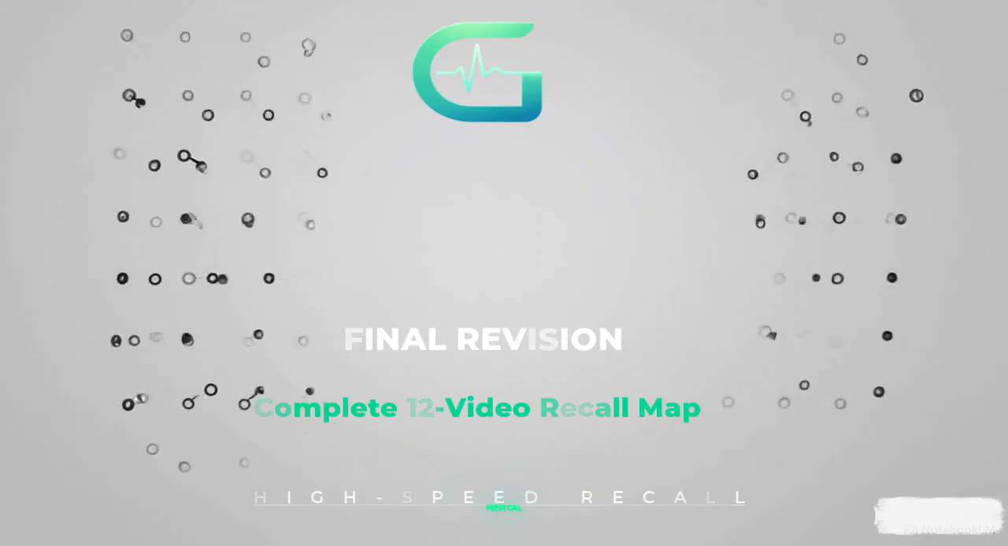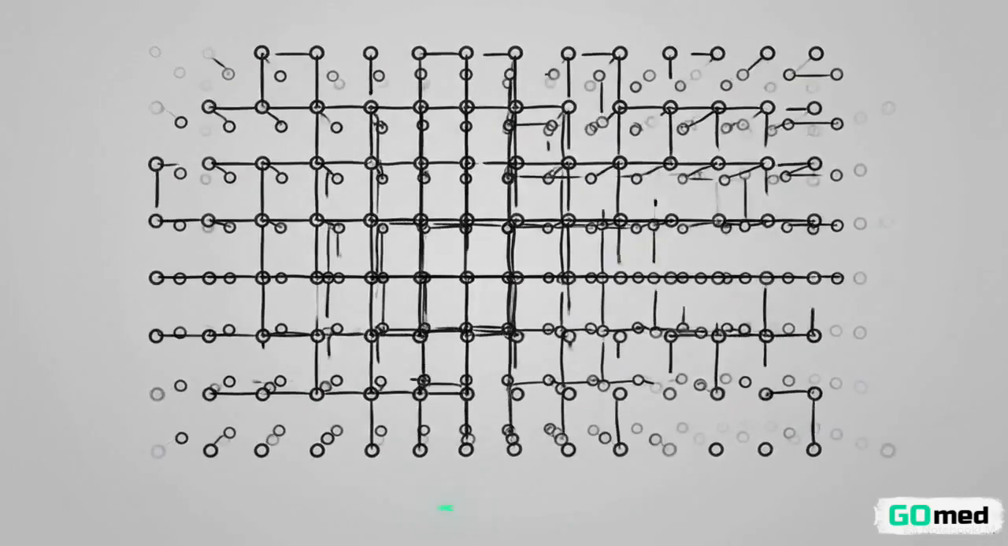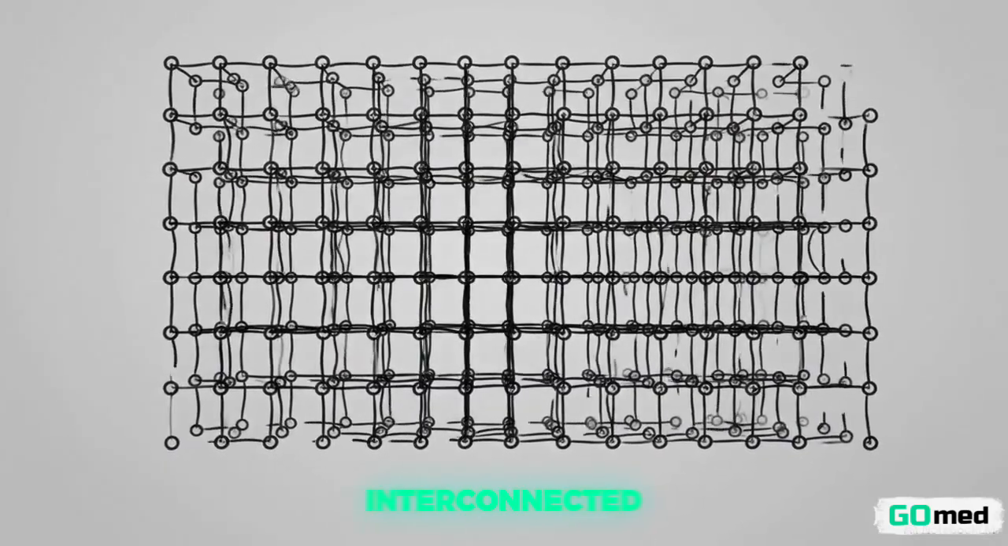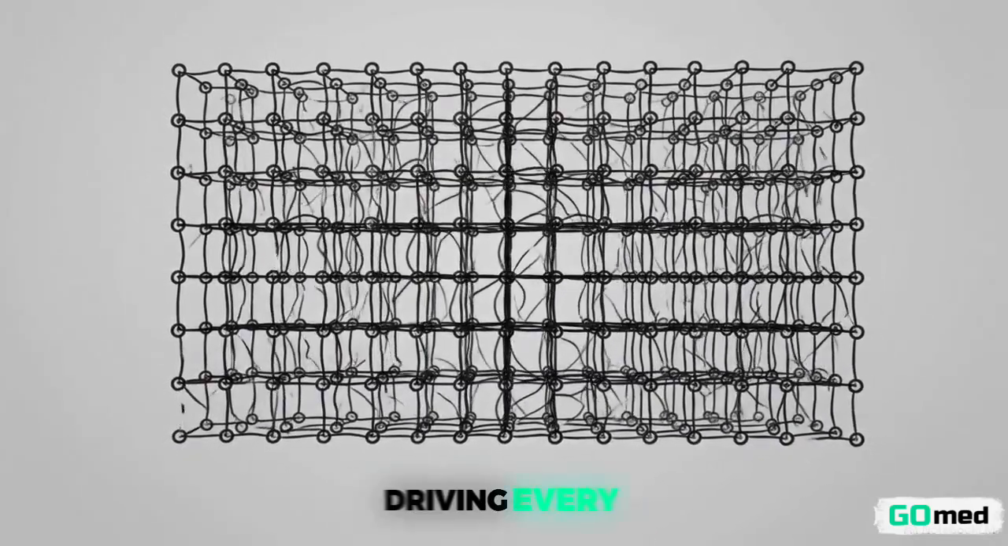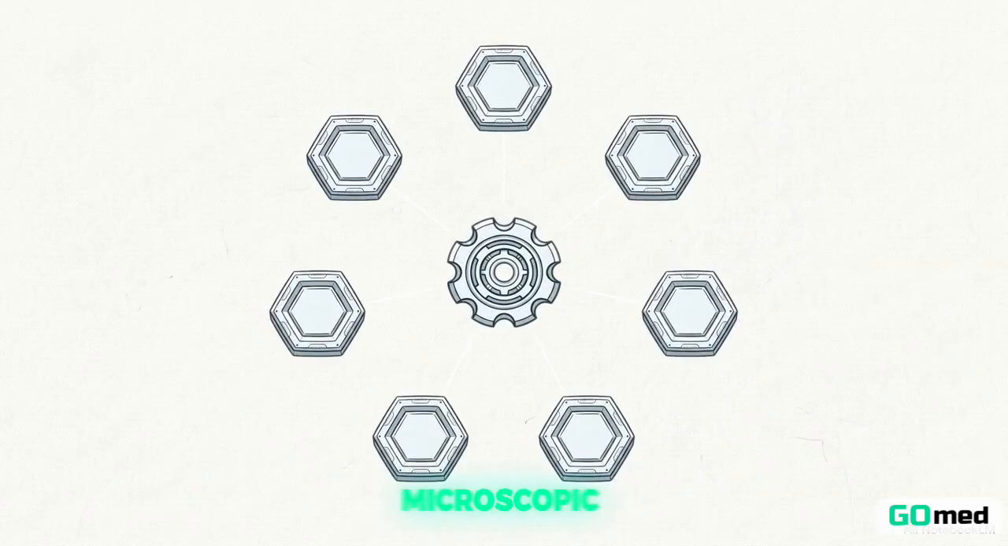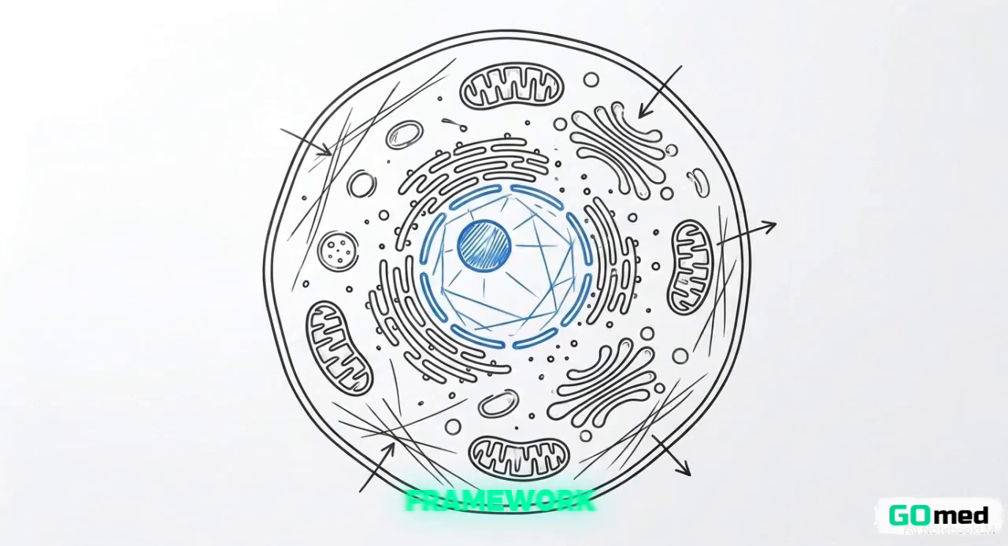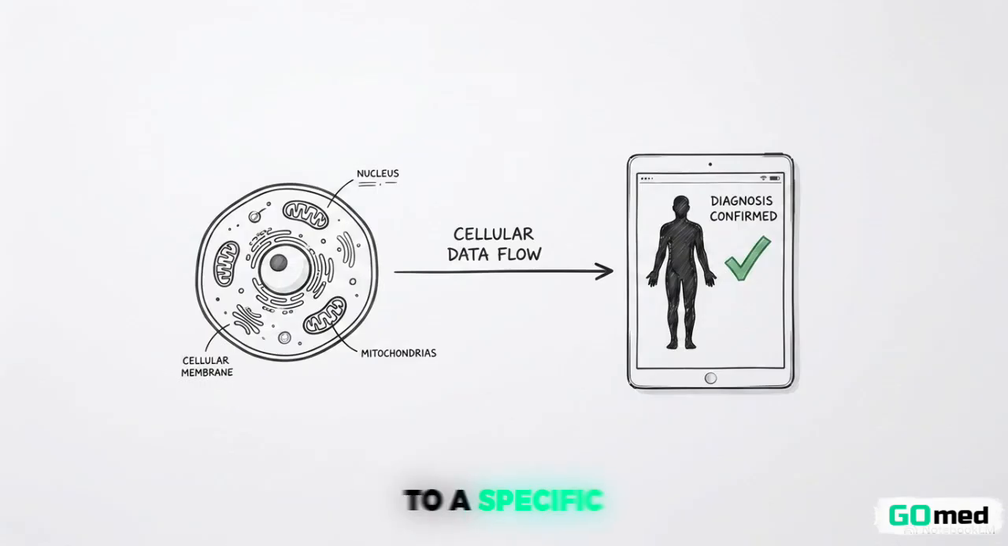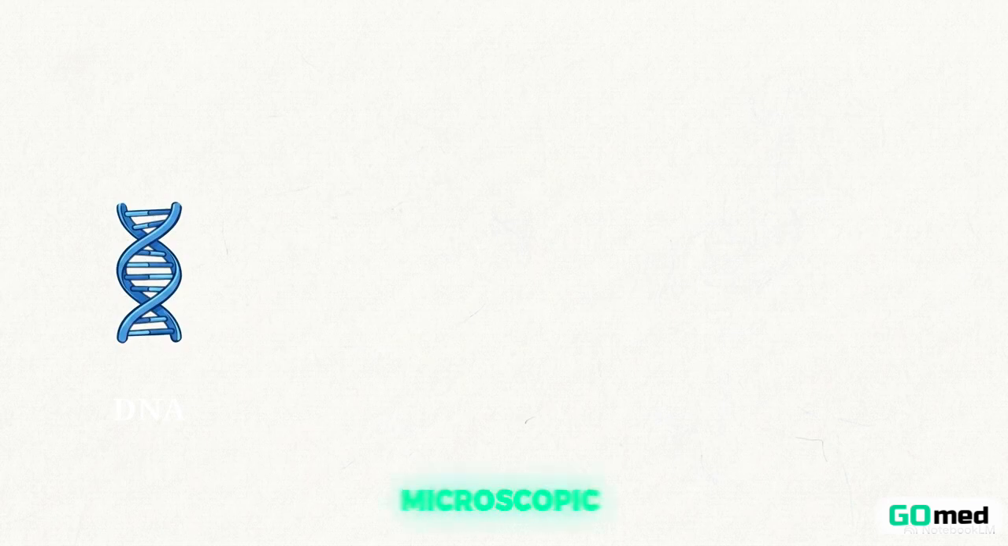The entirety of medical biochemistry operates as one highly predictable, interconnected physiological network, driving every cellular function. Every metabolic process maps back to 7 core branches, spanning from microscopic molecular genetics up to systemic clinical diagnosis. These sectors provide the logical framework needed to trace a single cellular event through the entire system to a specific patient outcome. The system's rules are set at the microscopic level.